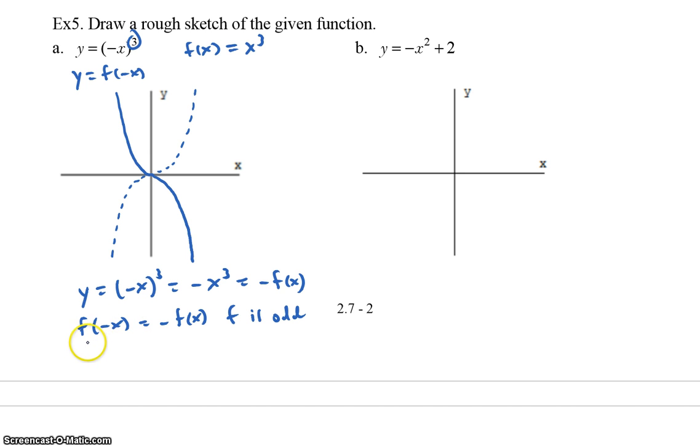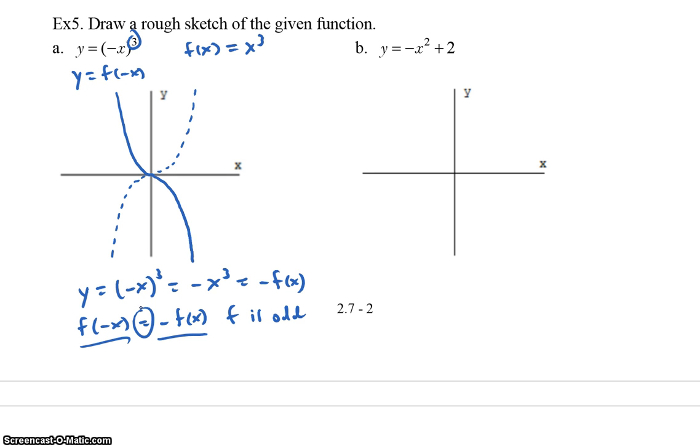f of minus x is a y-axis reflection. Minus f of x is an x-axis reflection. If the function is odd, the two types of reflections should yield the same graph. And that's exactly what we're seeing in this example. So we can tie this in with what we talked about in regards to even and odd functions.